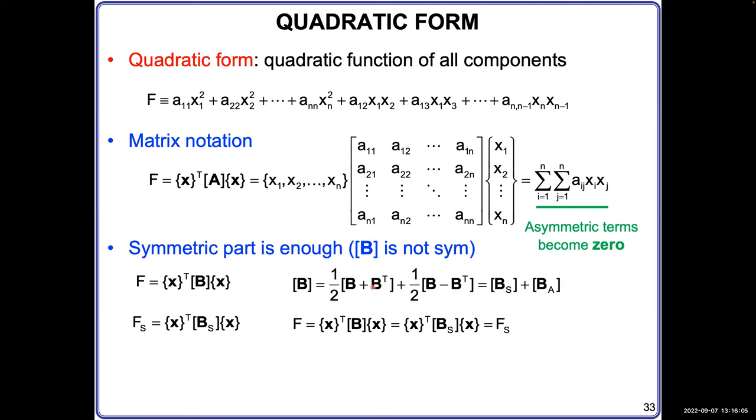That means you see B plus B transpose. That means in any component, any point, the value equals the previous value plus the transpose value. That will make the final result in any point equal to B transpose and B itself in any position, okay? It makes it become a symmetric matrix now.